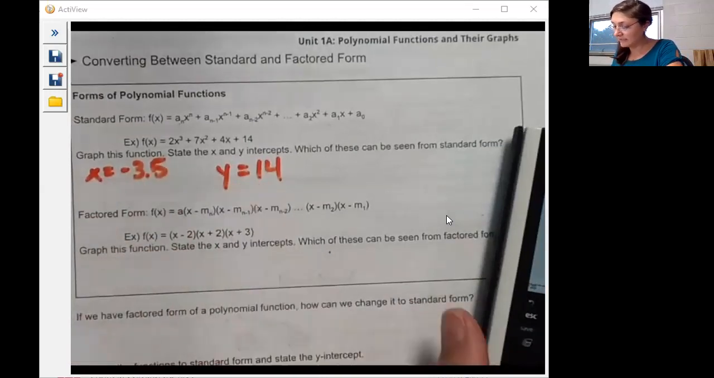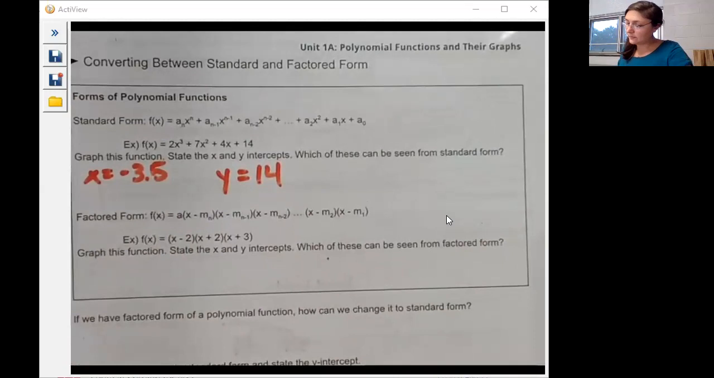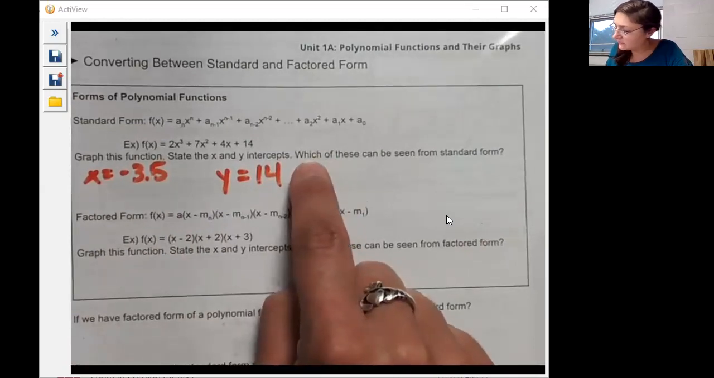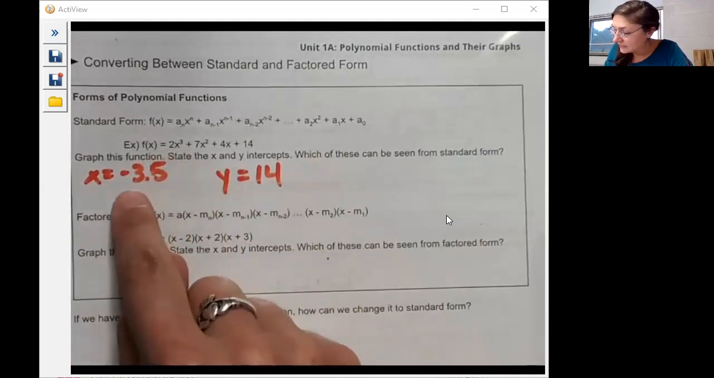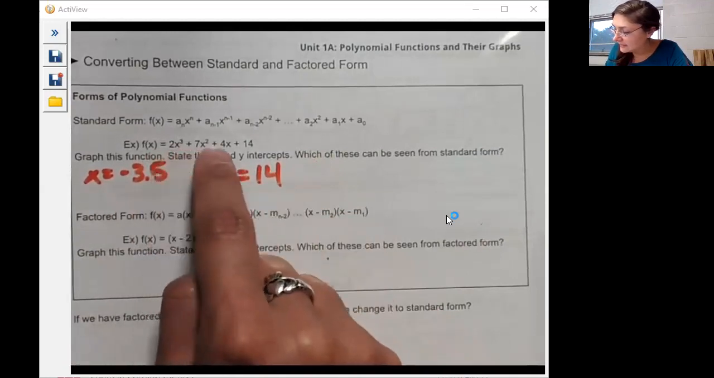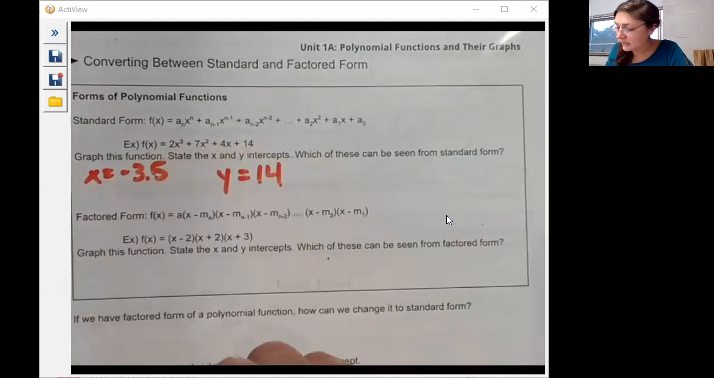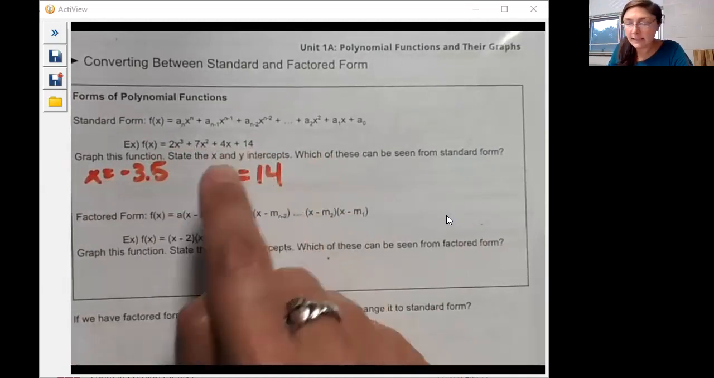My y-intercept is 14. And then the next question here is, which of these can be seen from standard form? My x-intercept is negative 3.5. I don't see anything even remotely close to negative 3.5 in here, but I do see that 14 at the end here.